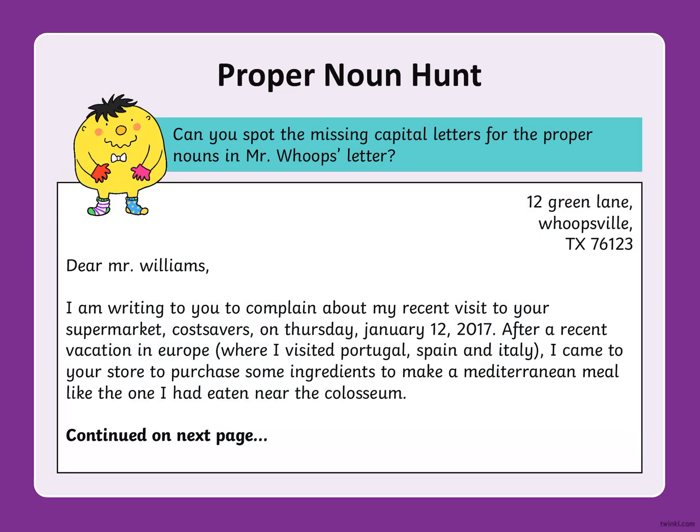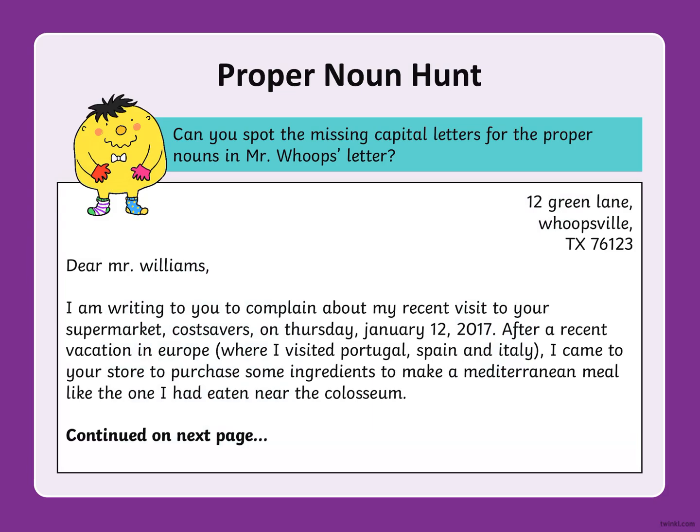If you're doing hot, I'd like you to try and find all of the missing capital letters. So you're spotting all of the proper nouns. Now this letter goes over 2 pages. So what I'll do is I'll read it through for everyone, and then you can pause the video and you can have a look and see if you can find the missing capital letters. Okay. And then I'll go through it and tell you where they were.